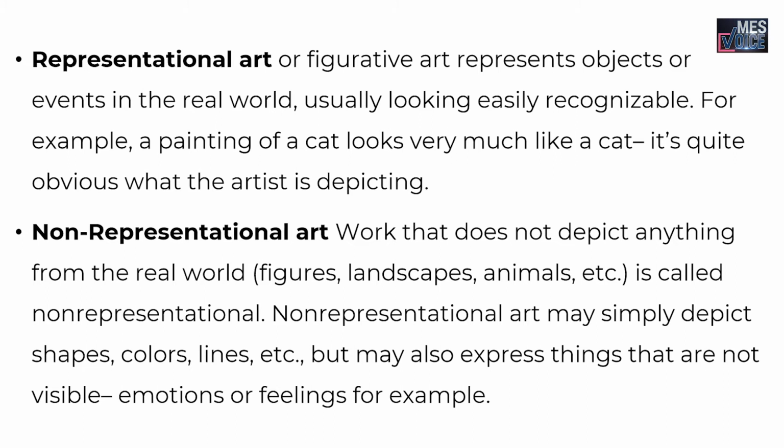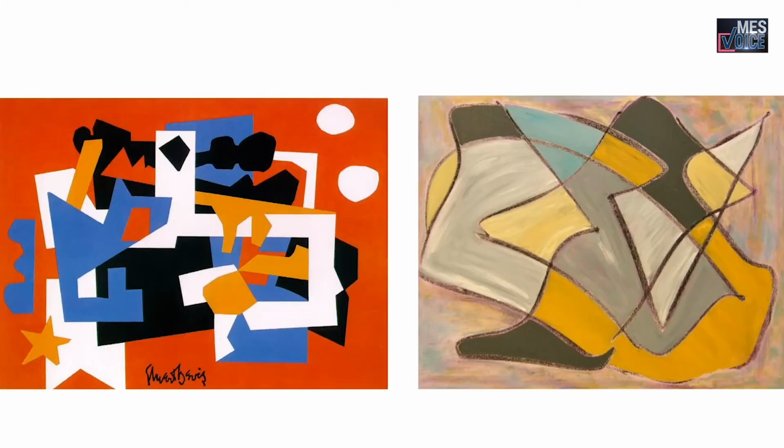It is not a representation of any figures like landscapes or animals. Non-representational art may simply depict shapes, colors, lines, etc., but may also express things that are not visible, like emotions, feelings. These are some of the examples for non-representational art.